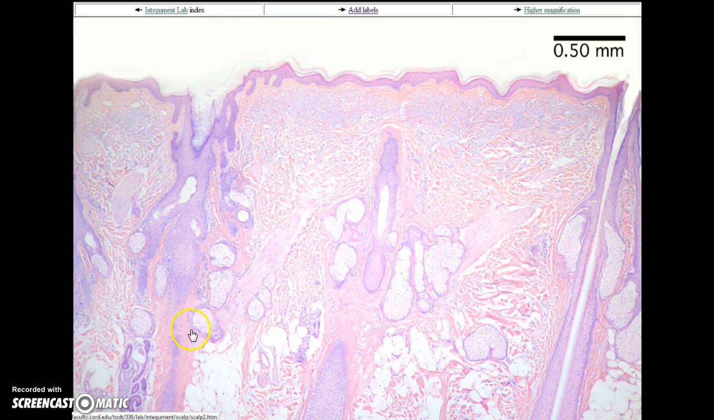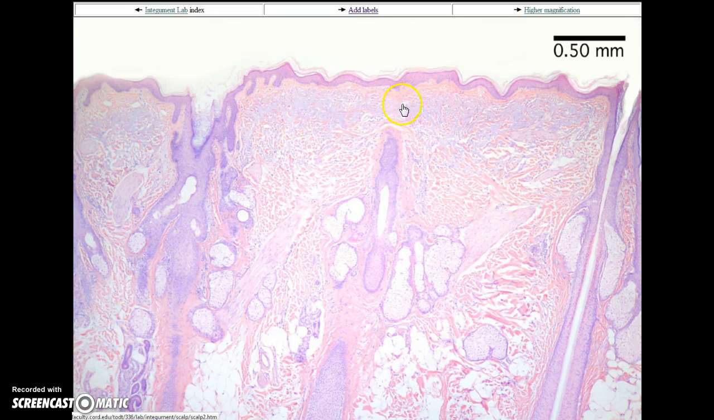This is a hair follicle, and so I actually see several sebaceous glands associated with it. This is a sweat gland down here at the bottom, and then this structure here is the erector pili muscle. Same thing here. Here's a hair follicle, and then I've got sebaceous glands surrounding it, and a sweat gland kind of over to the side, and then there's the erector pili muscle right there.